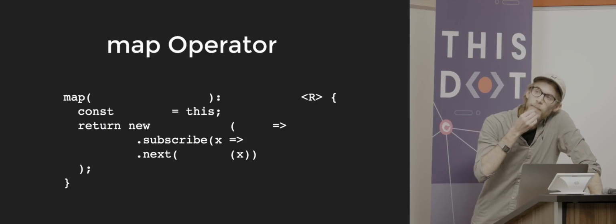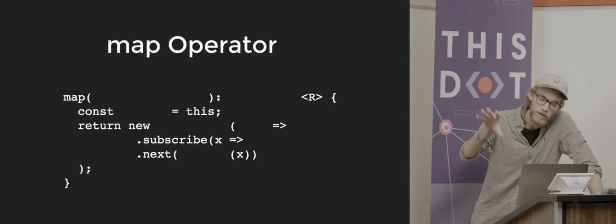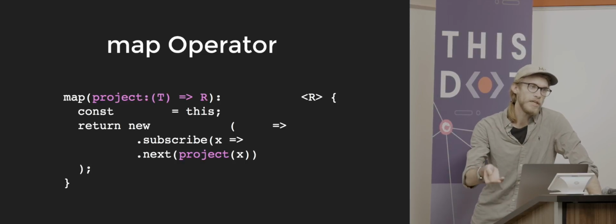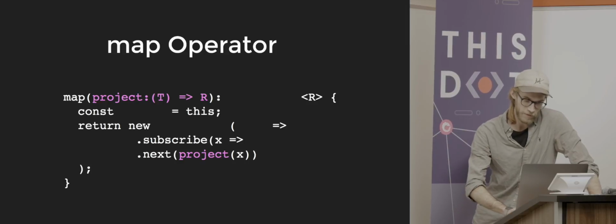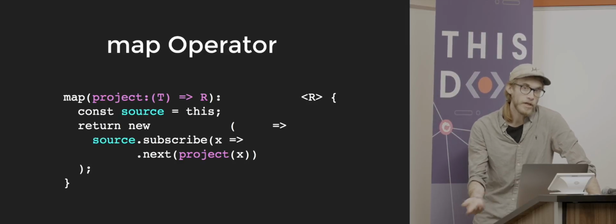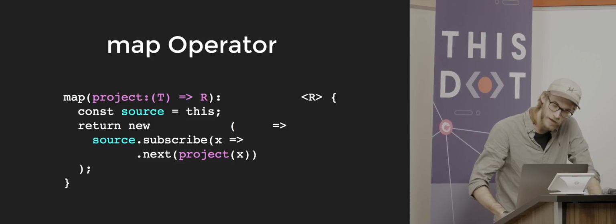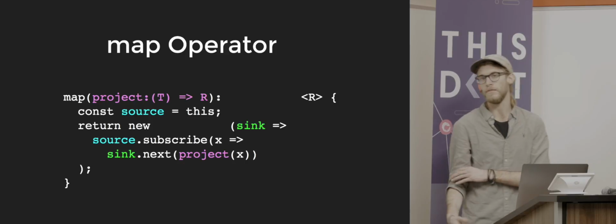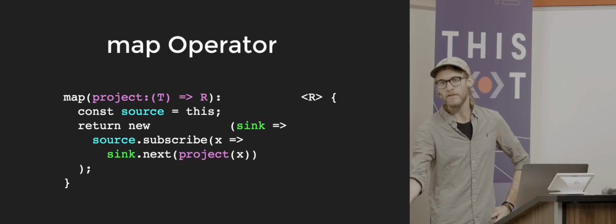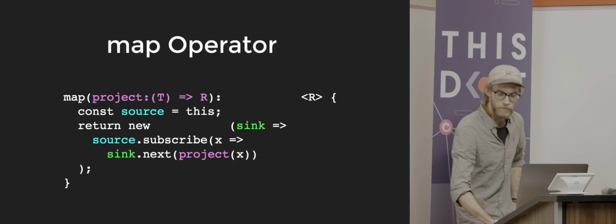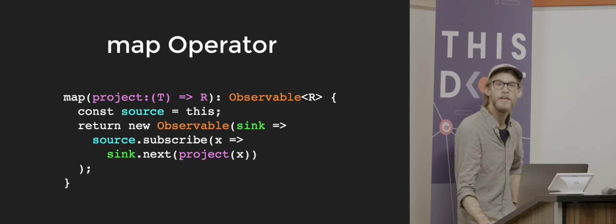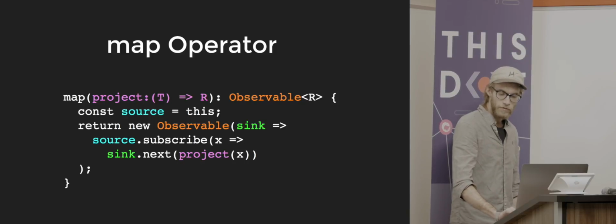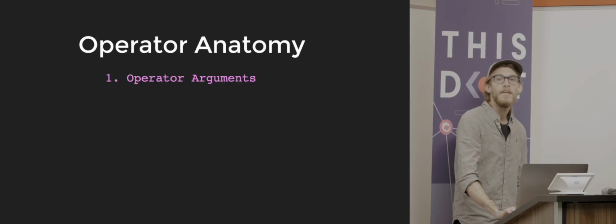Now, when you write the map operator, you need a couple things that are left out right here. You need a reference to the argument, the project argument. You need to use that inside the operator. You need a reference to the source observable that you're going to be mapping its values through. You need a destination observer, sometimes called a sink, that we can send those mapped values to, and then we need to return a new observable instance. This is pretty much the 4 or 5 things that we need in any operator.